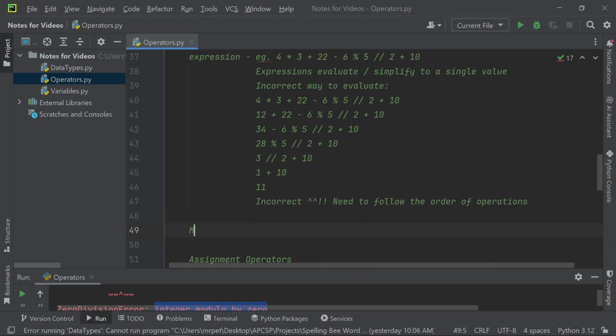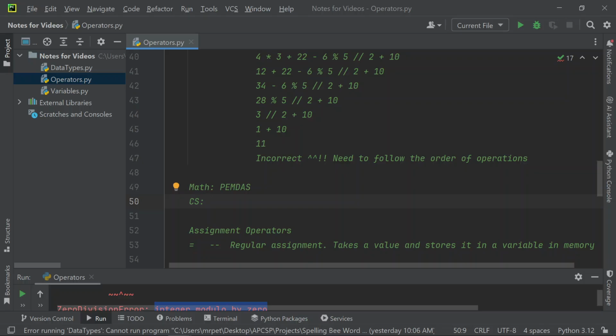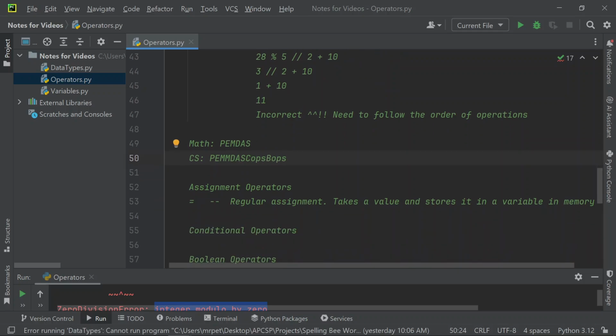So in math, we normally call this PEMDAS, which is that you do all of the parentheses first, then the exponents, then multiplication and division, then addition and subtraction. So multiplication and division share the same precedence. Addition and subtraction share the same precedence. For computer science, the acronym that I like to use is PEMDAS COPS BOPS. All right. We actually might add something to this later, but we're going to start just with this.